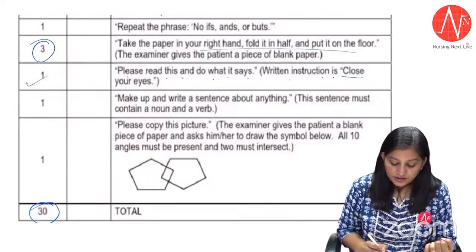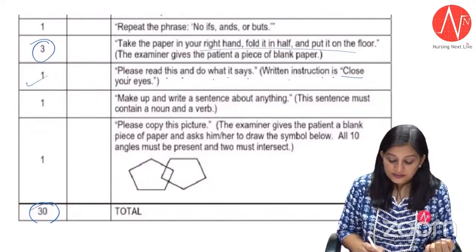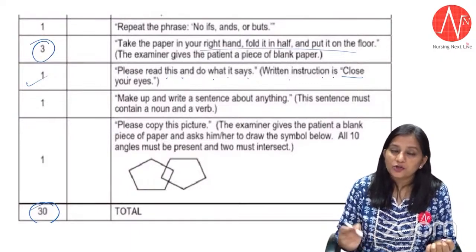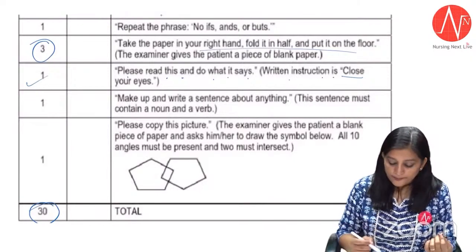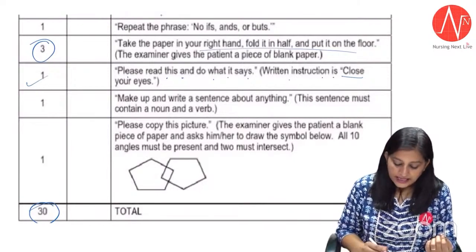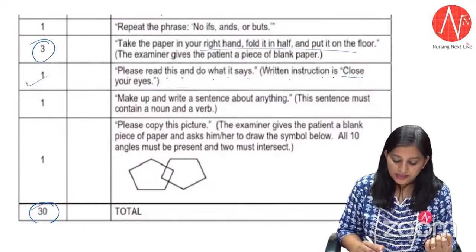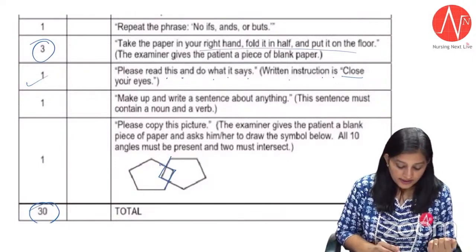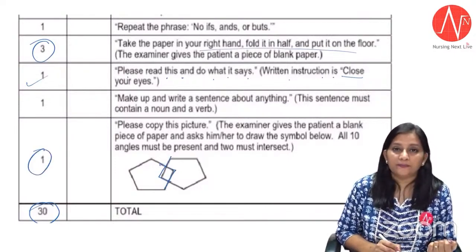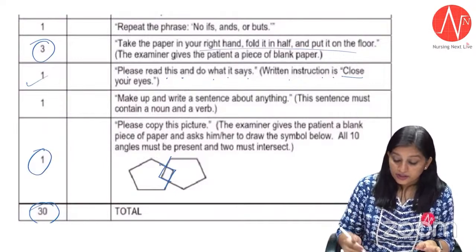Please copy this picture. The patient has to copy the same picture. The examiner will draw and show it to the patient, and now the patient has to copy this picture. All 10 angles must be present and 2 angles must intersect. So if the patient is able to draw this, then 1 score is given. Total is 30. Now let us talk about the range.